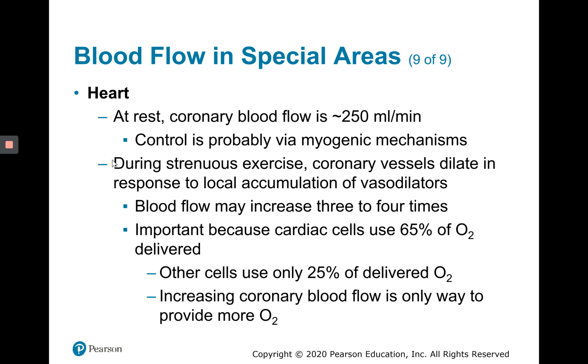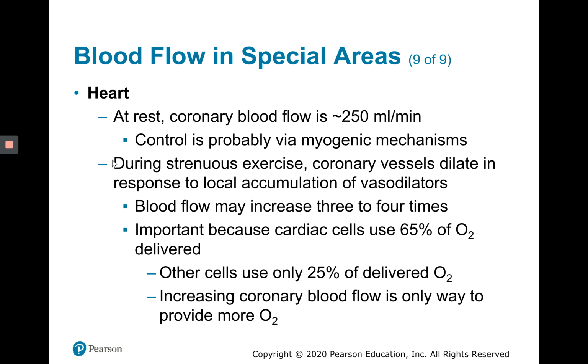At rest, coronary blood flow is only about 250 milliliters per minute, which is still quite fast, but the control is probably mainly via myogenic mechanisms. We're not 100% sure. We do know that during strenuous exercise the coronary vessels do dilate more than when we are at rest, and this is in response to local accumulation of vasodilators. So it might be slightly metabolic or both. Blood flow may increase 3 to 4 times during strenuous exercise of the heart.